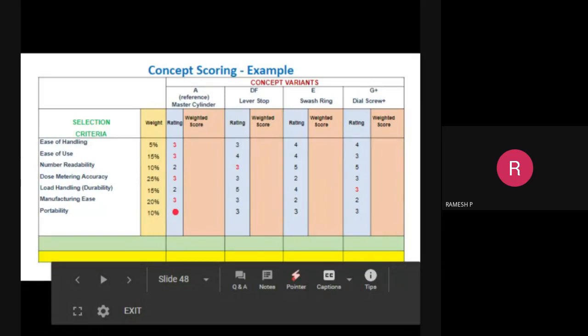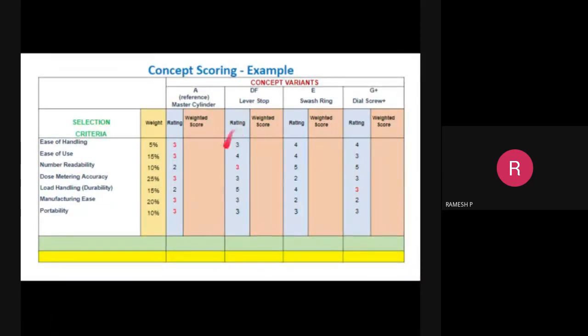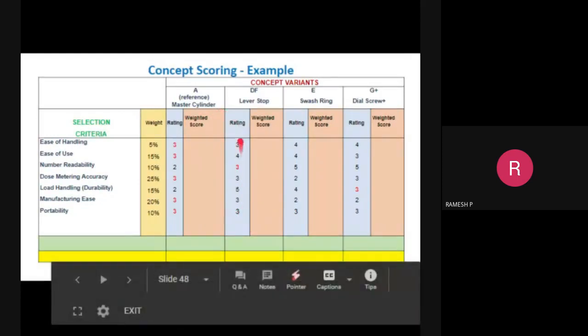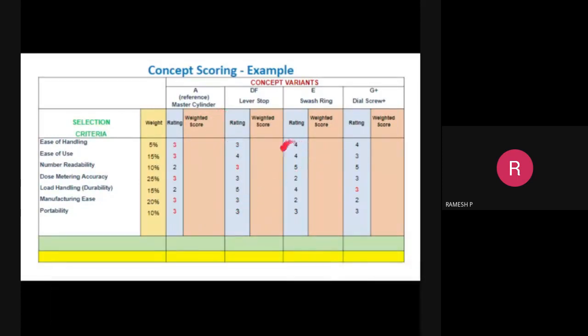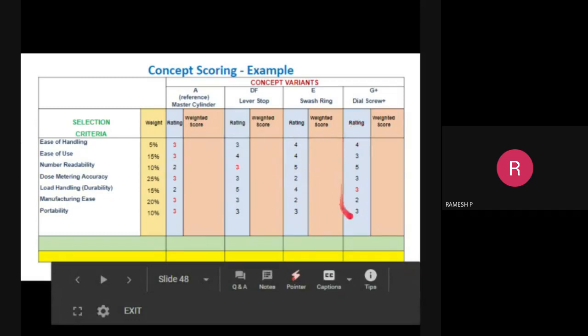Okay. So now you consider the DF, the lever stop. Again, the rating is to be provided on the scale of 1 to 5. For swash ring, again, the rating has to be provided. For dial screw, again, the rating has to be provided.